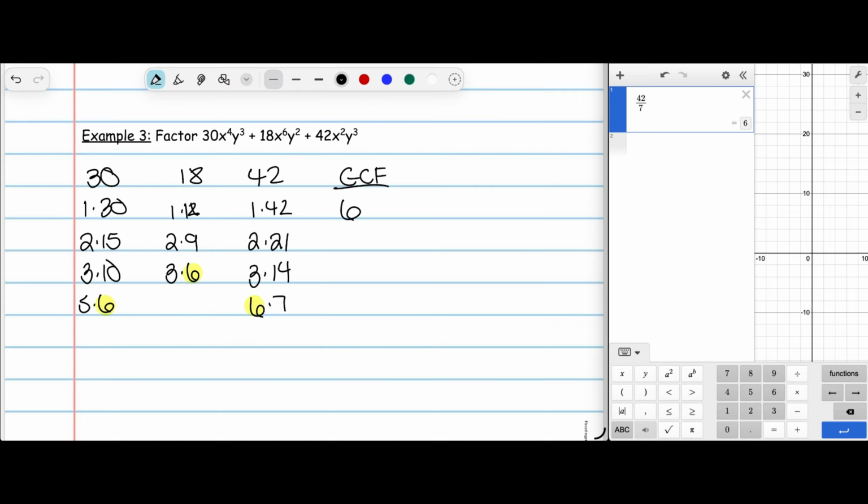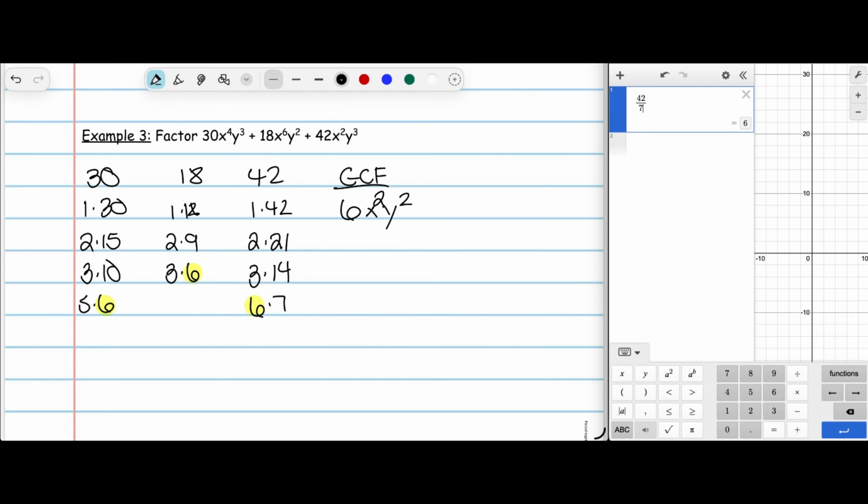Now we look at the problem. The problem has two variables in it. It has an x and a y. So I'm going to go ahead and put my x and my y down beside my GCF. Now once I do that, I look at my x's to see which one has the smallest exponent. The smallest exponent for x is 2. So I'm going to put a 2 with the x. And then I look at my y's. The smallest exponent is also 2. So my GCF will be 6x squared y squared.